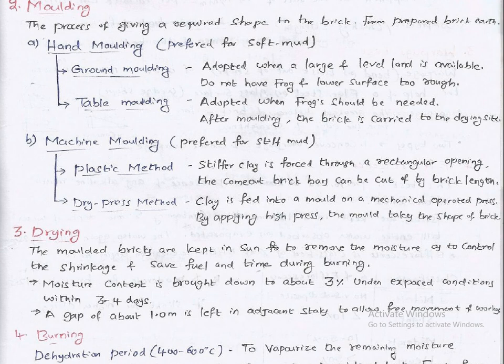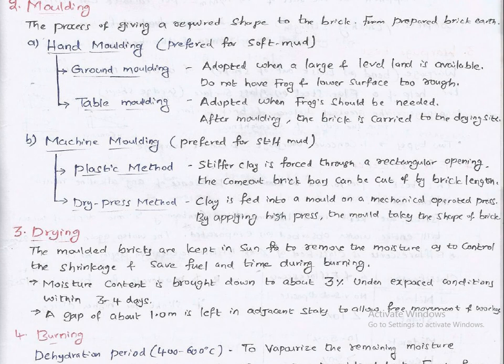The next is machine molding, preferred for the stiff mud plastic method. Stiffer clay is forced into the rectangular opening. The come-out brick bar can be cut off by brick length. The brick bar is cut into brick lengths.